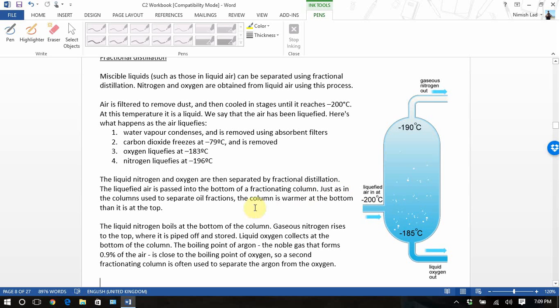Liquid nitrogen falls at the bottom of the column. Gaseous nitrogen rises to the top. It's piped off and stored as a liquid. Oxygen collects at the bottom of the column. The boiling point of argon, the noble gas that is about 0.9% of air, is close to the boiling point of oxygen. So a second fractionating column is often used to separate argon from oxygen. So essentially, fractional distillation uses differing boiling points to allow us to separate out different gases.